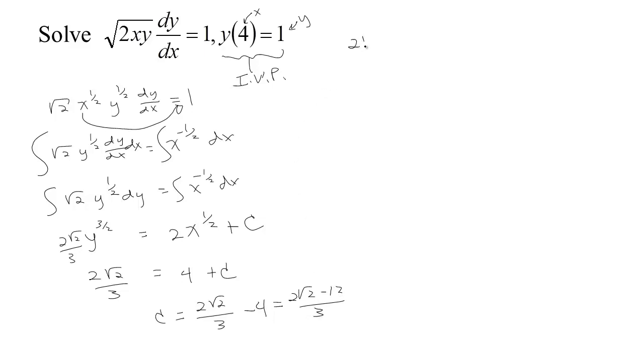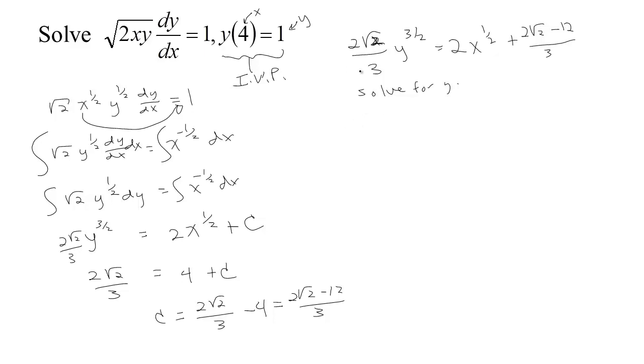Now we can go back and, oops, we have 2 root 2, not root x: 2 root 2 over 3 times y to the 3/2 equals 2x to the 1/2 plus c, which we just figured out was 2 root 2 minus 12 over 3. Now I'm just going to solve for y. So we've got the differential equation integrated. We have a relationship between x and y instead of a relationship between x and y and the derivative of y. We had information about how y was changing, and now we have enough to solve for y.